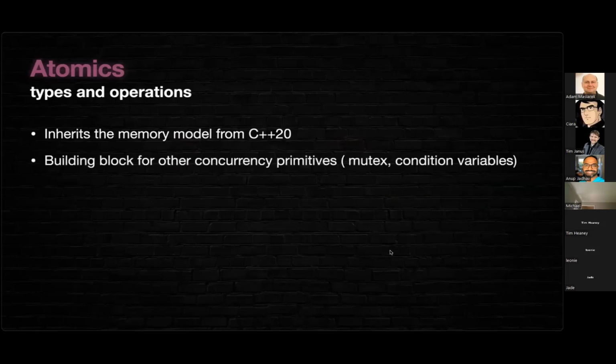Atomic operations are the main building block for anything involving multiple threads. All of the other concurrency primitives like mutexes and condition variables are implemented using atomic operations. Mutexes are a bit higher up in the abstraction, and atomics are low down in the abstraction. And I think mutexes are built using atomic types and atomic operations, I believe.